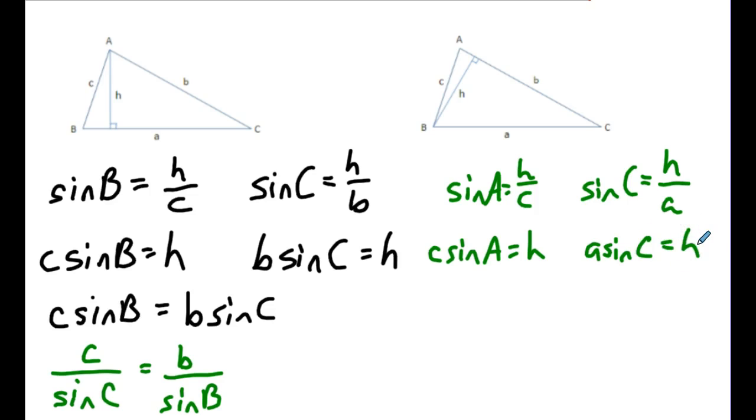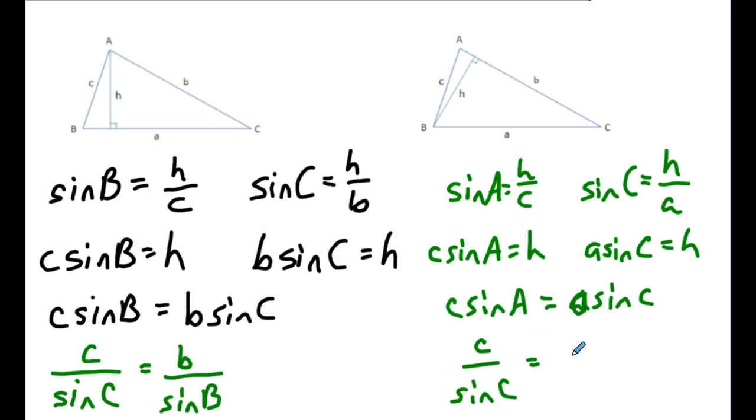Since both those expressions are equal to h, we can set them equal to each other. We get c times the sine of A is equal to a times the sine of C. Now I'm going to divide both sides of the equation by the sine of A and divide both sides by the sine of C. If we do that, c divided by the sine of C is equal to side a divided by the sine of angle A.